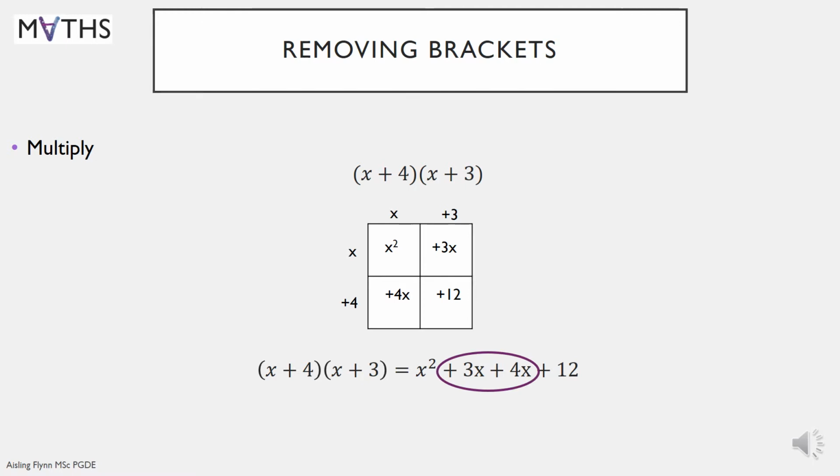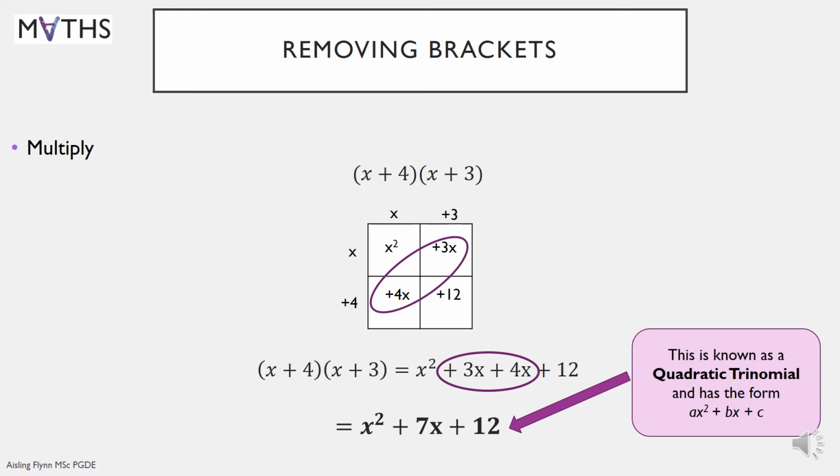But if you look here, some of the terms can be combined. We have 3x and 4x. They appear here on the diagonal. Okay, that's important for later, that we get them on the diagonal. Together they make 7x. So my final answer there is x squared plus 7x plus 12.